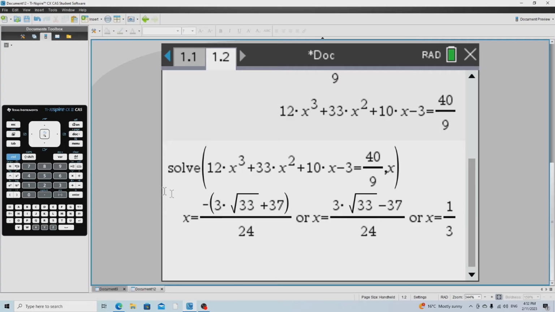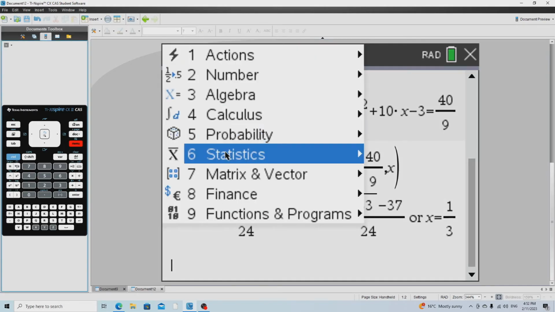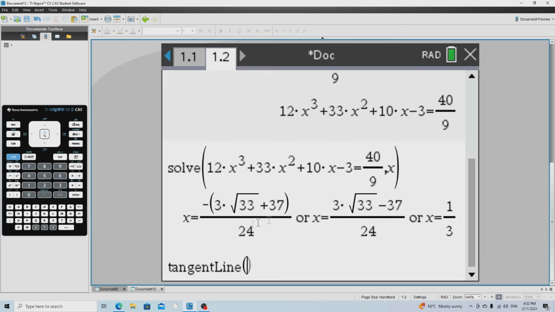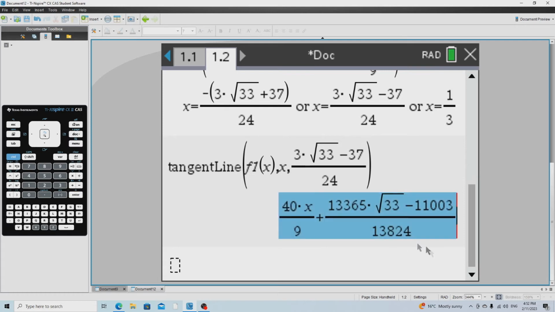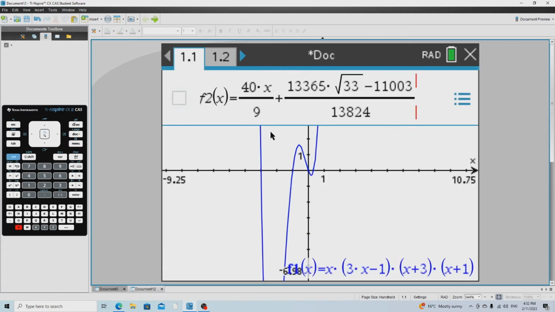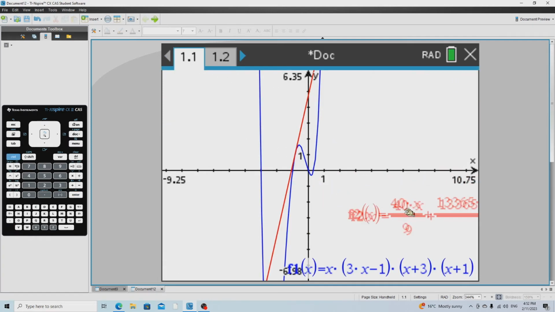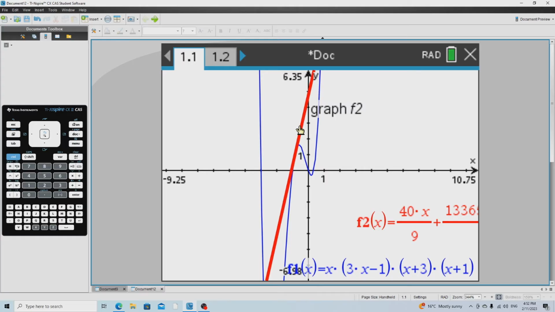I want to double check. So menu, calculus, f1 of x, comma, let's put this point in. We get this, so let's sub that in. All right. So, the number of tangents, that doesn't work.